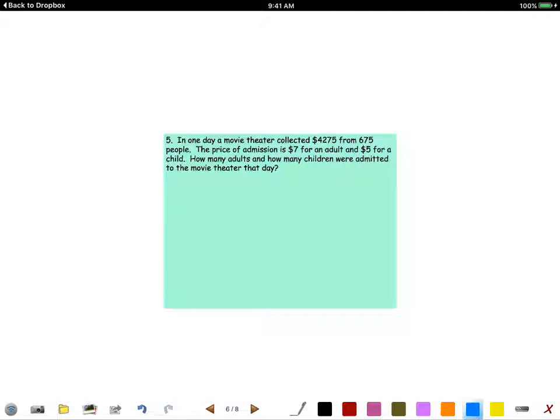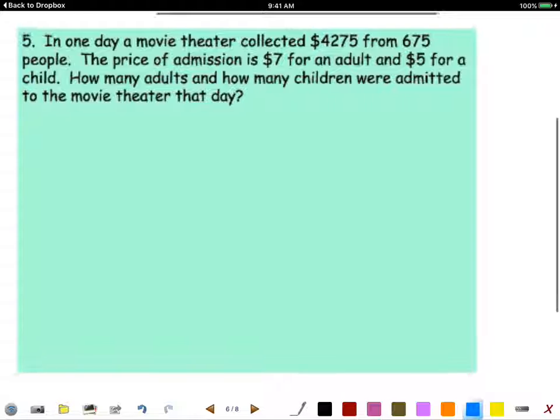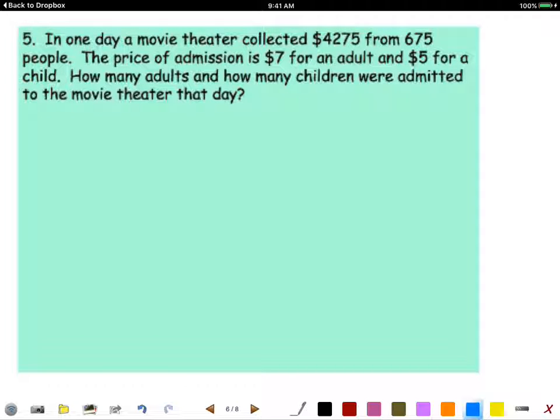All right, number 5. In one day, a movie theater collected $4,275 from 675 people. The price of admission is $7 for an adult and $5 for a child. How many adults and how many children were admitted to the movie theater that day? Okay, does it say anything about same, when two things are going to be the same?